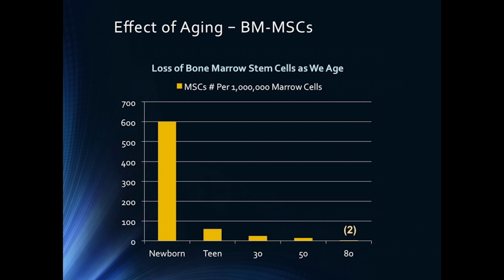By the time we're 80 years old, that little number in brackets, that's two. That's 2 stem cells per 100,000 marrow cells. So it really falls way, way off the cliff as we age. What's neat is that doesn't happen in adipose.